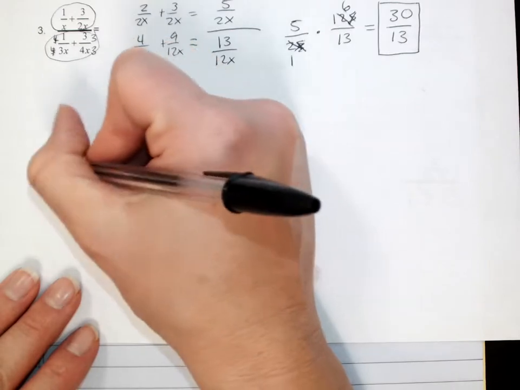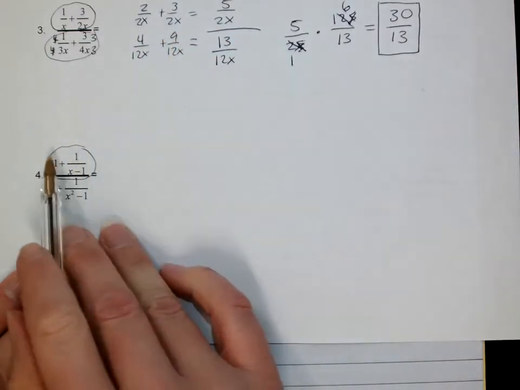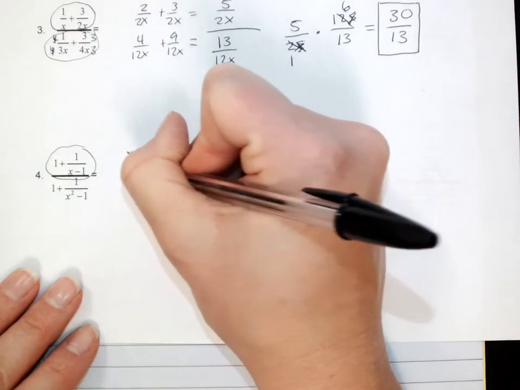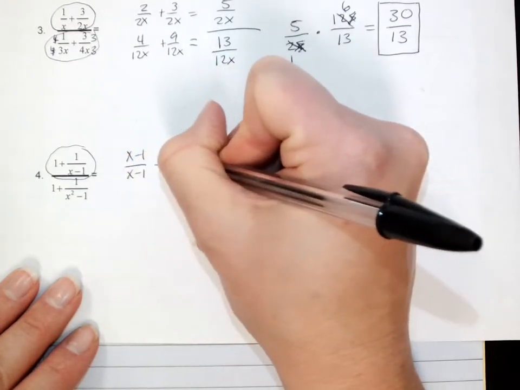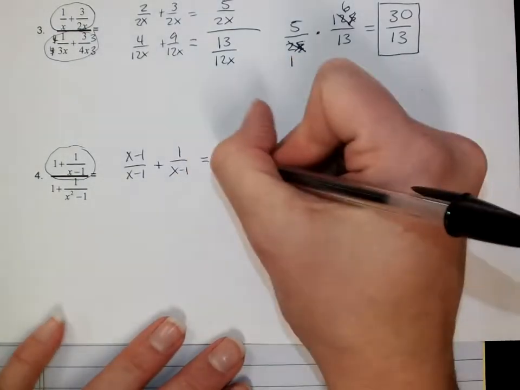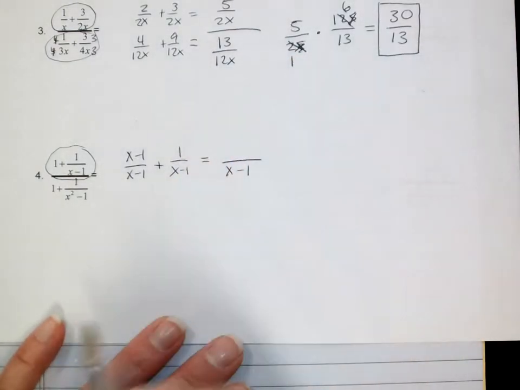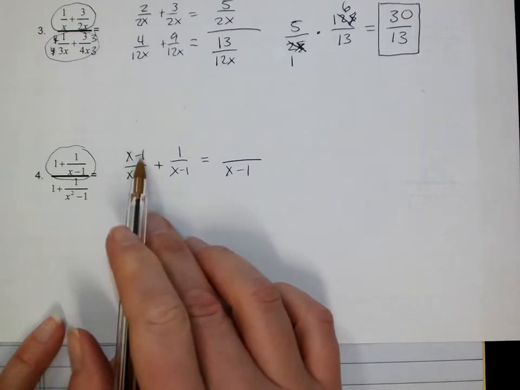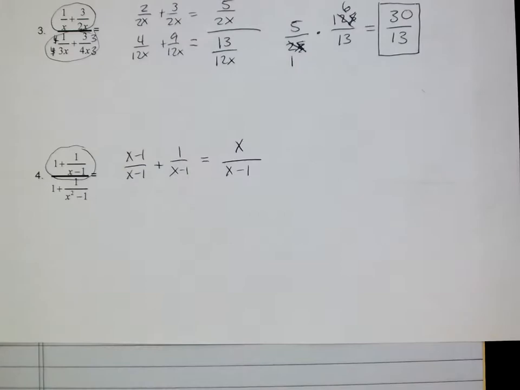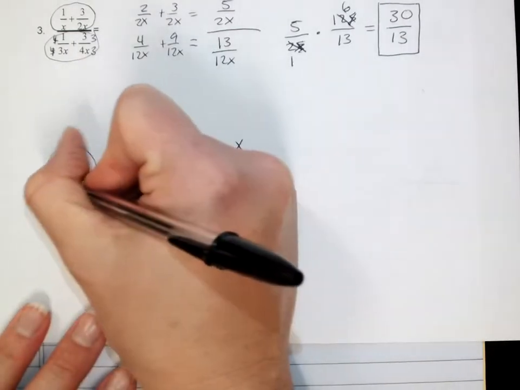Again, I'm going to start with the top. To be able to add those together, I need to change that 1 into an x minus 1 over x minus 1. Now plus 1 over x minus 1. Skipping a couple steps there, I know my denominator is just going to be an x minus 1. For the top, x minus 1 plus 1 is going to simplify to be just x.